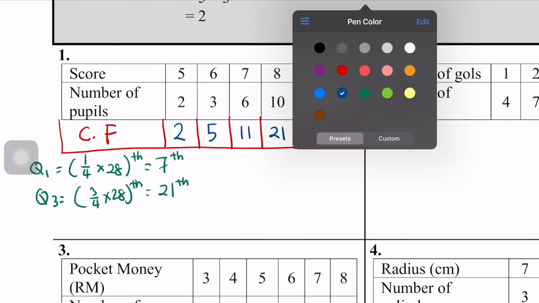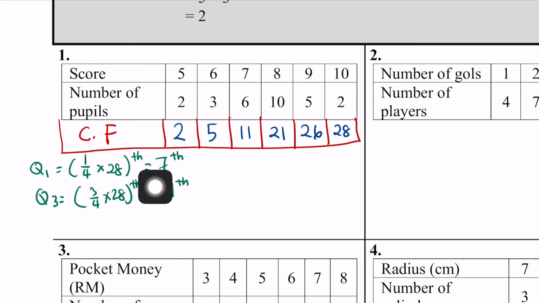So sekarang mari kita cari. Warna purple lah. Pelajar yang ke-7. Sekarang ni kita dah longgok kan. Ini ada pelajar pertama, kedua. Ini pelajar pertama, kedua, ketiga, keempat, kelima. Kalau sini pelajar pertama sampai pelajar ke-7. So maksud dia pelajar ke-7 ni ada di dalam sini. So ni adalah Q1. Next, pelajar ke-21. Mana 21 ada dalam mana? Sini ada 21. So this is our third quartile.